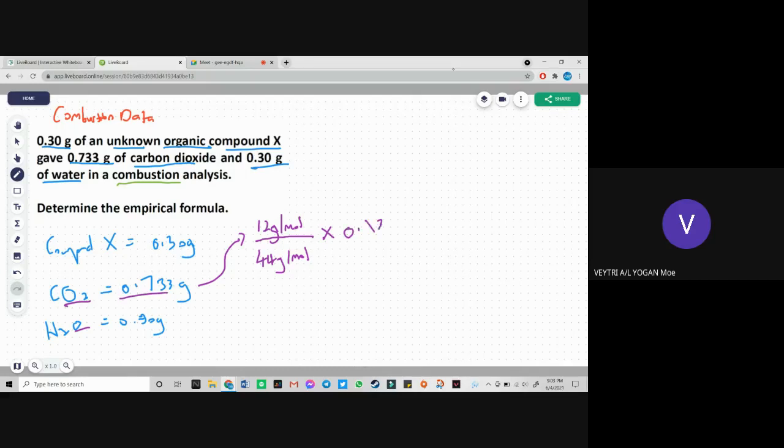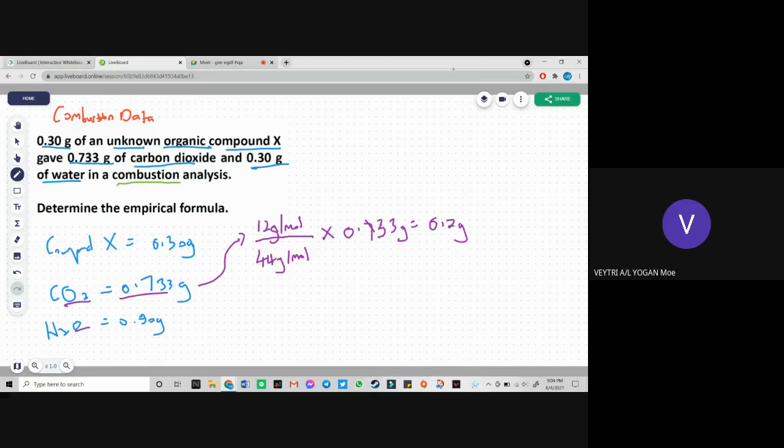0.733 grams. Ini akan memberi jawapan kepada how much carbon we have in the organic compound. Okay, so what is the answer for carbon? Anyone? What's the answer for carbon? Zero 0.2. Okay, 0.2 grams.